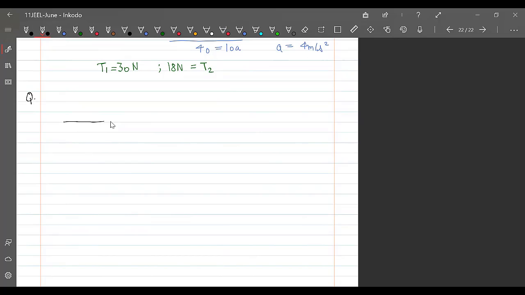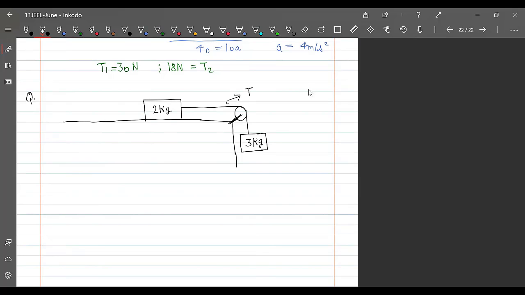Okay, next question we have a 2 kg block, and these pass over a pulley, attached to another block of 3 kg. So let us say tension in here is T, and this one is going down with acceleration A. This will go down with acceleration A, so this one will also move forward with acceleration A. So find the value of A and T.